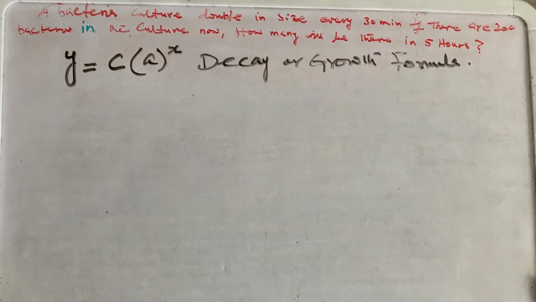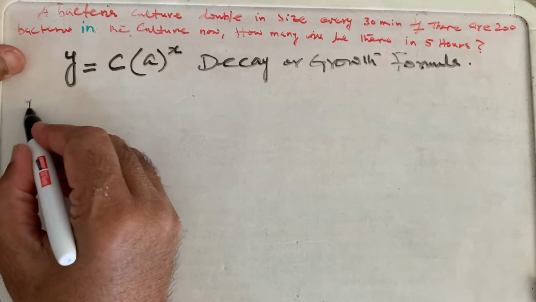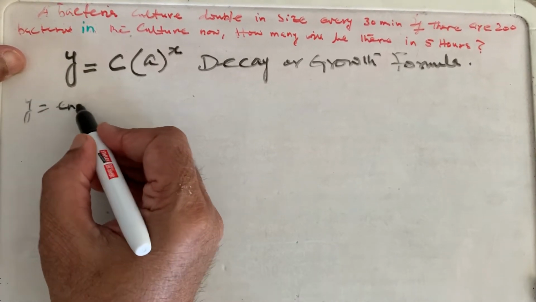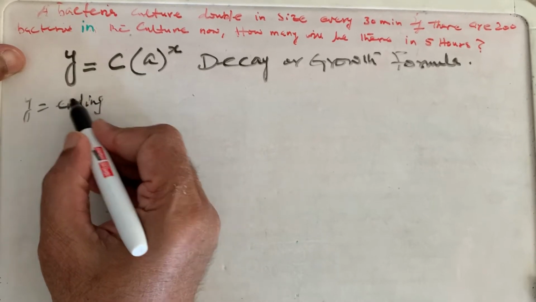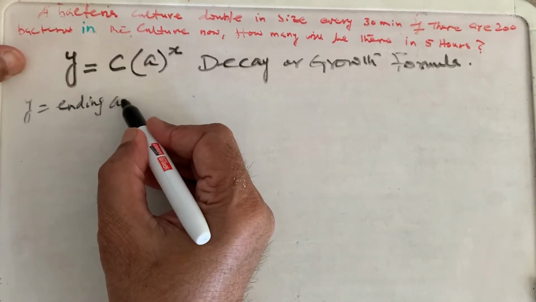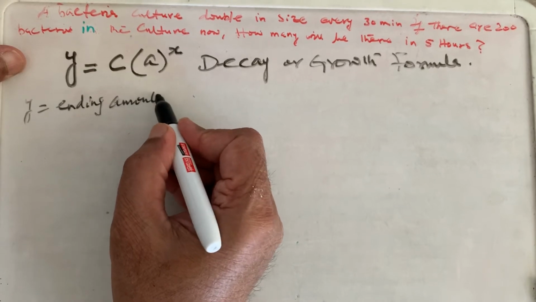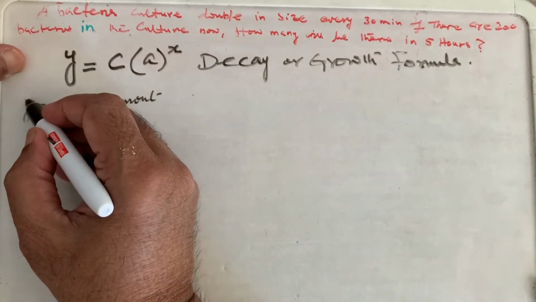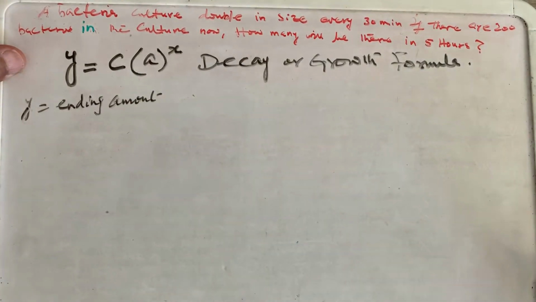Right? So the formula is y equals c times a to the power x, where y is the end amount or ending amount, whatever the ending amount is. Ending amount means he is asking us how many will be there in 5 hours. So he wants y after 5 hours.